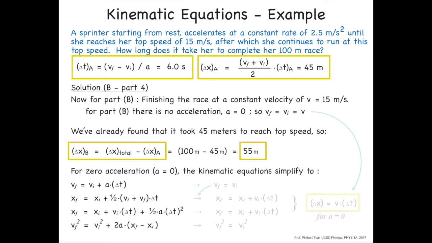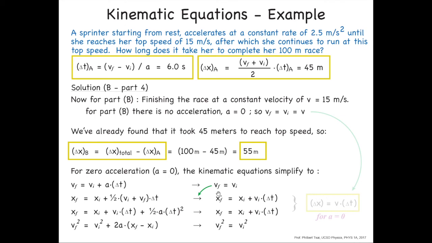Now for zero acceleration, because we've just noted that in part B, she's at constant velocity, A is 0. So our kinematic equations simplify. If A is 0, then V final is VI. A is 0 here, V final squared is V initial squared. Okay, that doesn't really tell us much. That's basically the definition of no acceleration. This one didn't have acceleration in it in the first place, so it doesn't drop any terms.